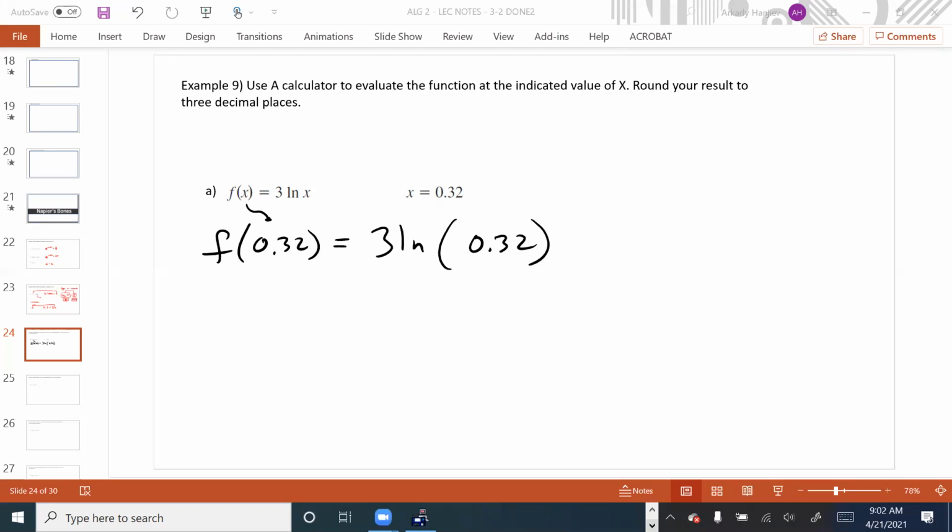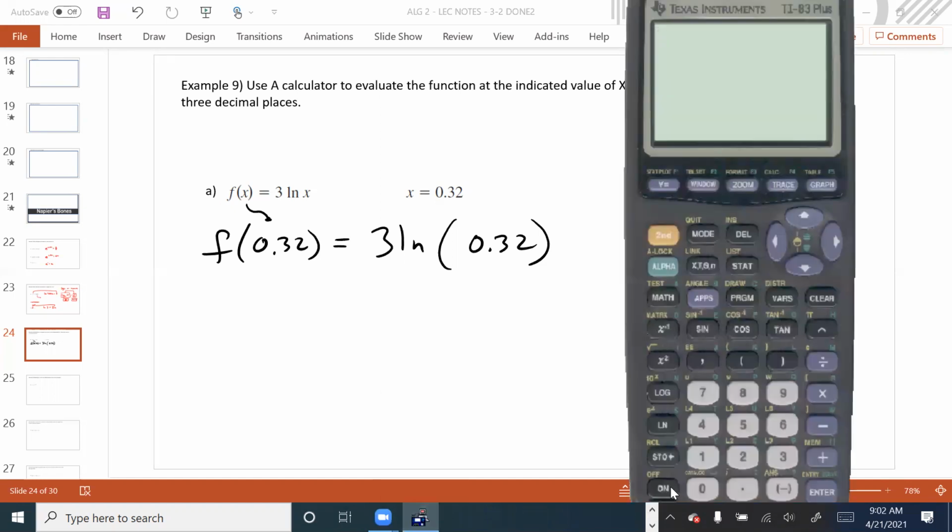Which side do you punch in? You don't have to put the f, just do 3 LN and then the number. There is an LN button. You should find an ln button, and on top of it somewhere, you should find an e to the x button, because they are inverses of each other. Anybody, real quick, raise your hand if you find a log button on your calculator. I think mine does not.